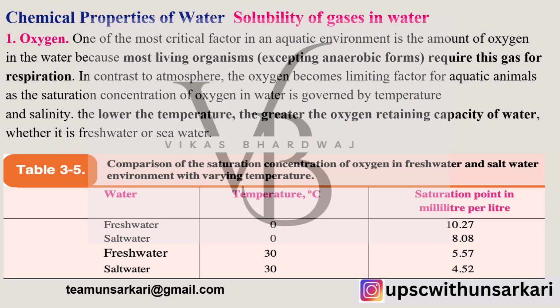So let's try to understand the chemical properties of water. Oxygen is one of the most critical factors in the aquatic environment, because most living organisms, except anaerobic forms, require this gas for respiration. In contrast to the atmosphere, oxygen becomes the limiting factor for aquatic animals, as the saturation concentration of oxygen in water is governed by temperature. So it is different from the land surface. It is governed not just by temperature but by salinity also. The lower the temperature, the greater the oxygen retaining capacity of water, whether it is fresh water or seawater.